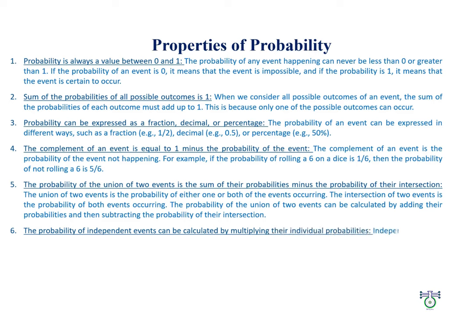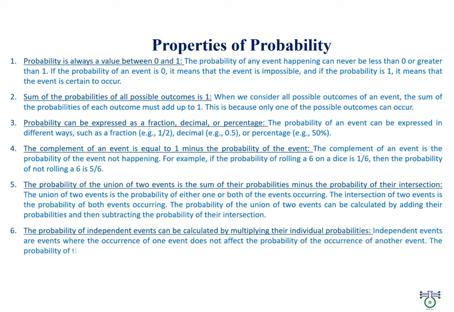6. The probability of independent events can be calculated by multiplying their individual probabilities. Let's understand. Independent events are events where the occurrence of one event does not affect the probability of the occurrence of another event. The probability of the intersection of independent events can be calculated by multiplying their individual probabilities. I hope you could understand the properties of probability.